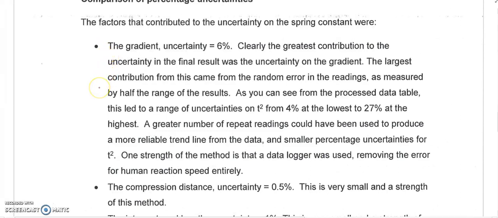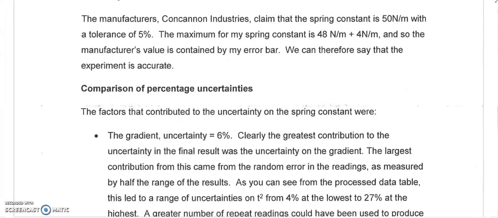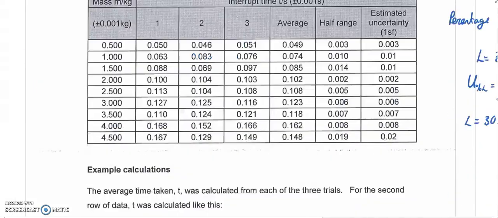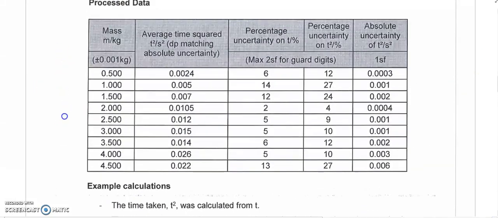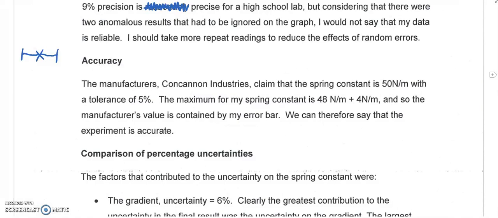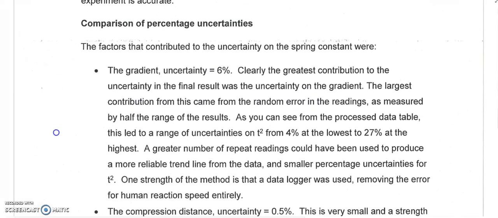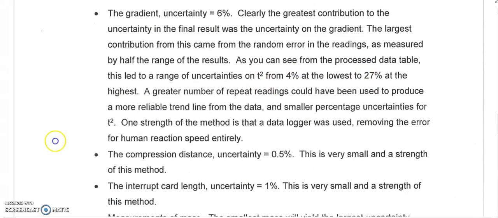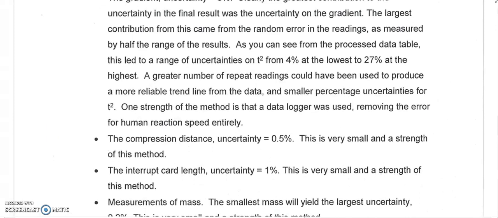This comes from the random error in the readings, so if we have a look at the analysis section where we discussed that, we'll see the percentage error in some of these times squared is pretty big. So what we need to do is reduce the random error in order to reduce these things. So that's what we said here. As you can see from the process data table, a range of uncertainties from 4% to 27%. We could take a greater number of repeat readings to produce a more reliable trend line.